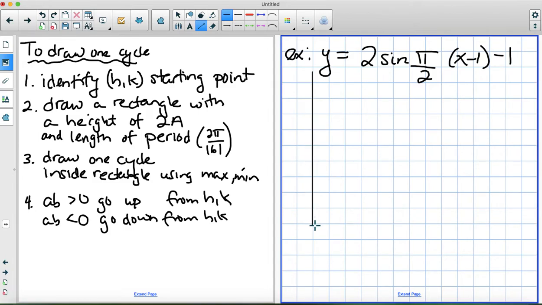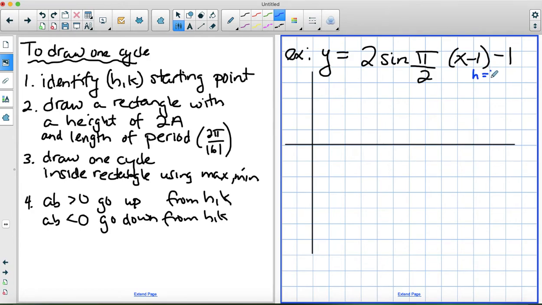So I'm going to just draw a Cartesian plane as best as I can here. I don't know where this graph's going to go, but I see that there's a 1 and a minus 1. So the first thing it says is I have to identify h and k. My h is equal to 1, my k is equal to minus 1. Since my h is 1, I could go with labeling my x-axis by ones: 1, 2, 3, 4, 5, 6, 7, 8, 9, and 10.